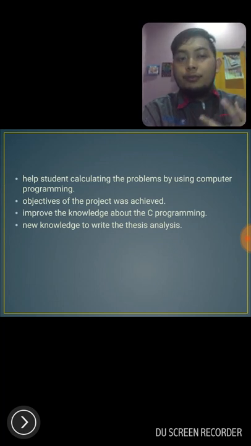Last but not least, this project will help students improve their knowledge about C programming. Students also gain new knowledge to write thesis analysis.